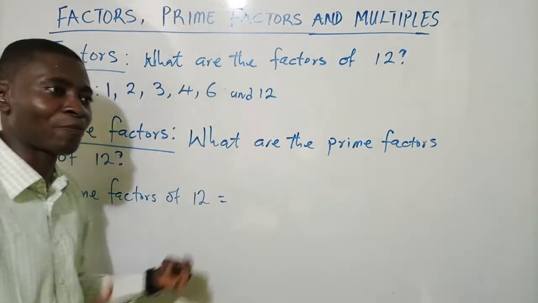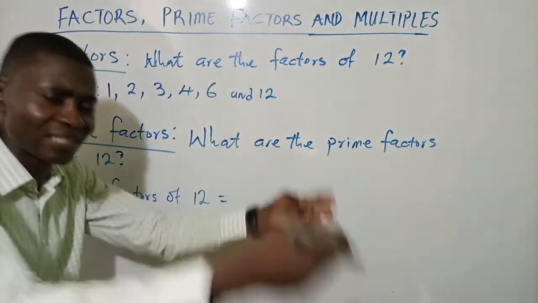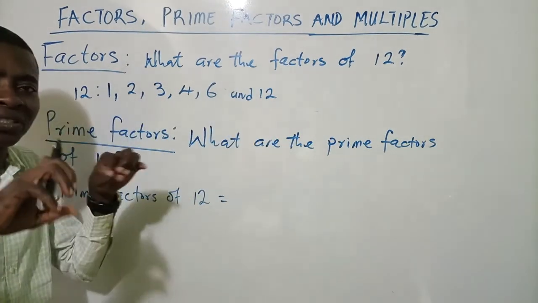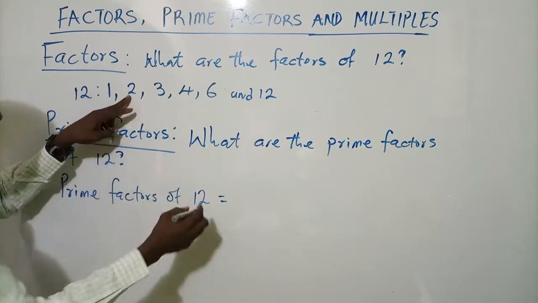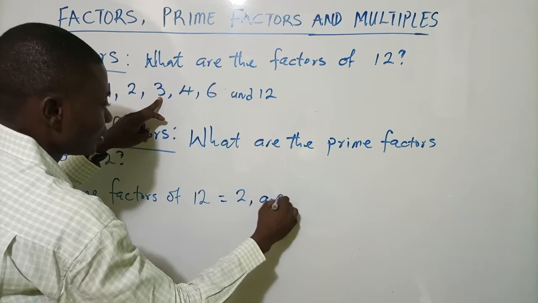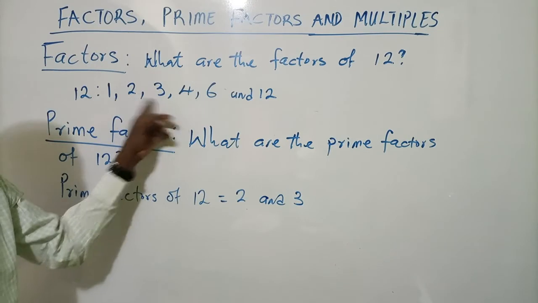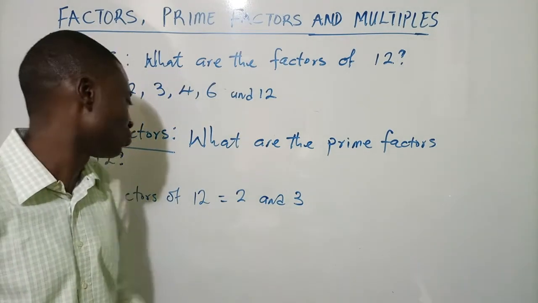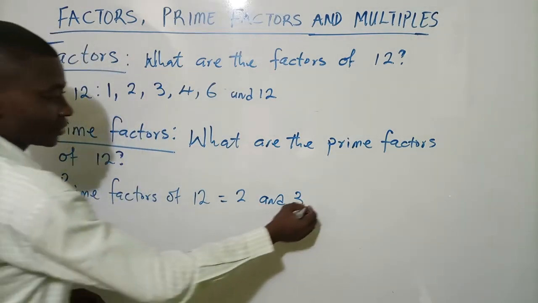So anytime you have to look for the prime factors of a number, first try to get the factors of that number. Then after getting the factors, you look at all the factors that you have mentioned and bring out the ones that are prime numbers among them. So we identify that the prime factors of 12 are 2 and 3. It's only 2 and 3 that are prime numbers here. So the prime factors of 12 are 2 and 3. That is it.